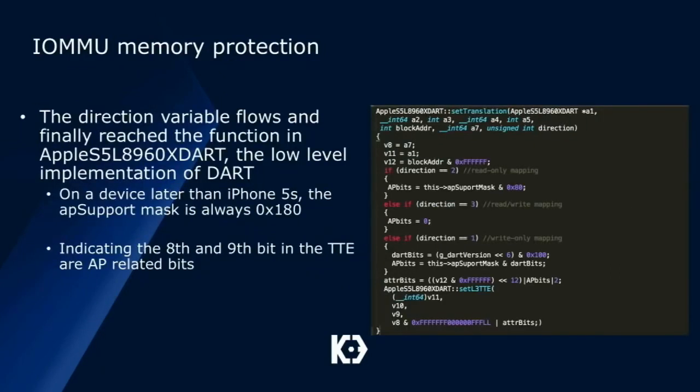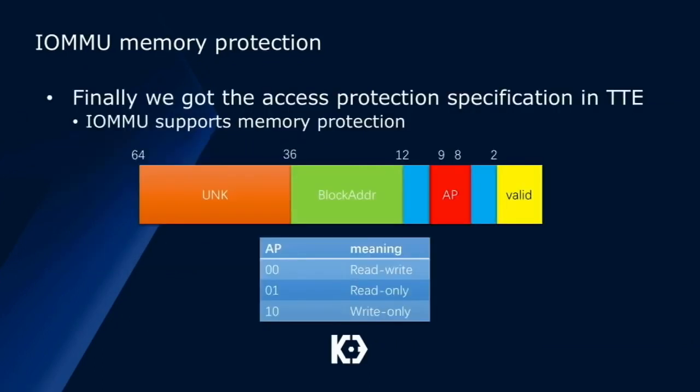And this variable finally reached the lower level implementation, where a function called set translation is reached. From the code logic here, we can clearly see that the 8th and 9th bits in the TTE entry are AP related bits. So finally, we got the access protection specification in TTE for IOMMU on iOS. Here, the red part is the AP bits, and 00 stands for read and write, 01 read only, and 10 write only.